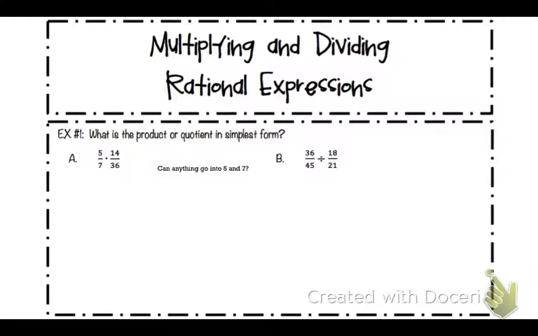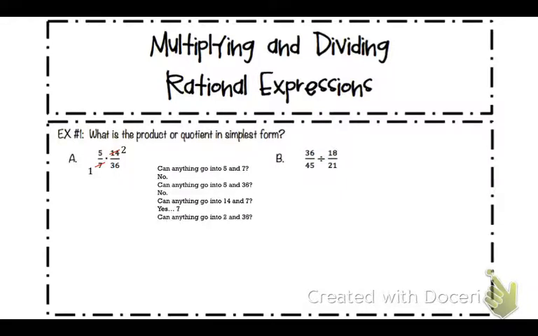So first we're going to say, can anything go into 5 and 7? Nothing can. Can anything go into 5 and 36? No, nothing can either. Can anything go into 14 and 7? Yes. 7 can, not 2. 7 goes into 14 twice. 7 goes into 7 one time.